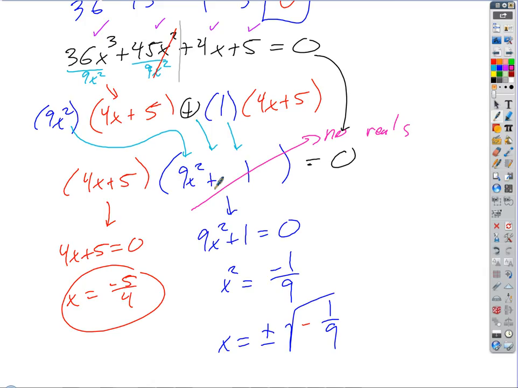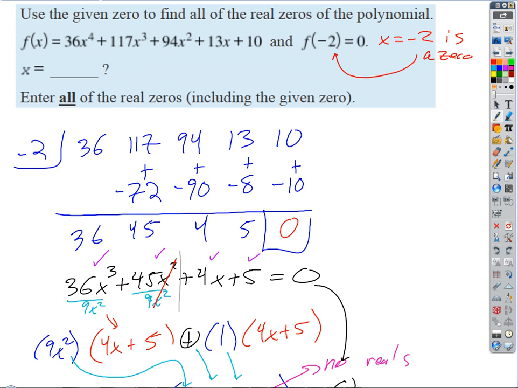So what would I put in Moodle then? Here's the answer box in Moodle. It wants all the real zeros. It'd be negative 5/4 and negative 2. Good. Negative 5/4 we found, and negative 2 was given to us, and it wants them all, including the given 0, right? Make sense?